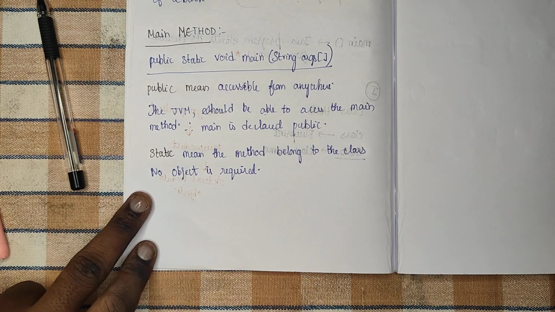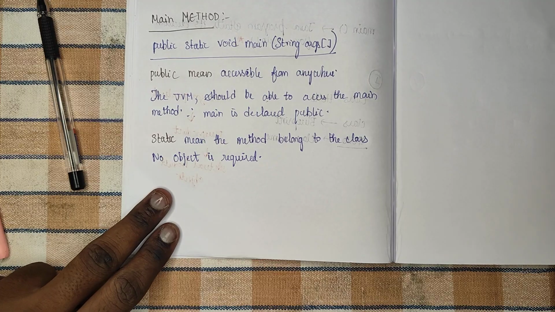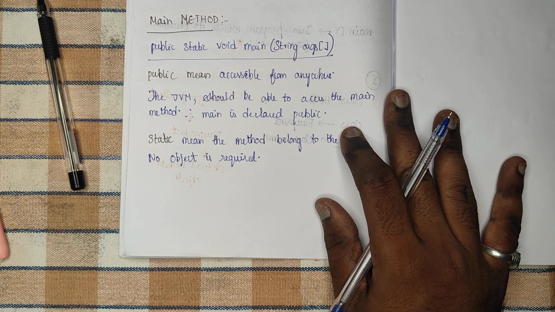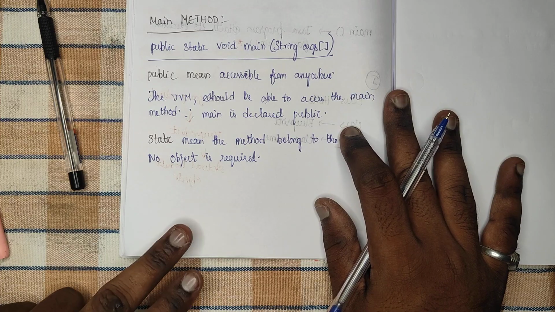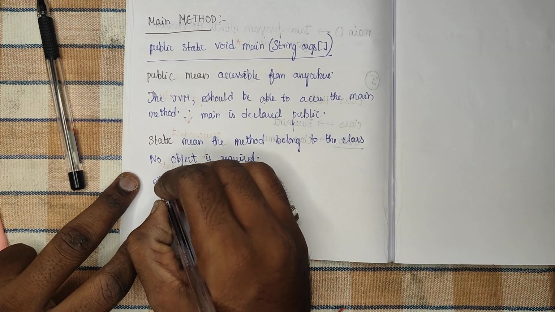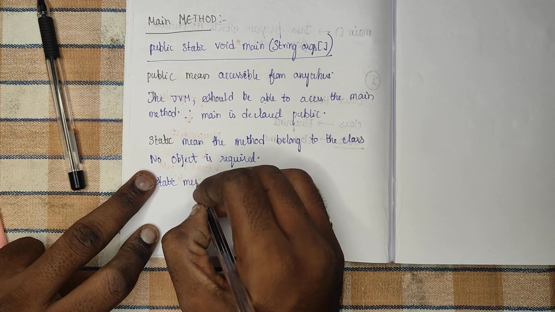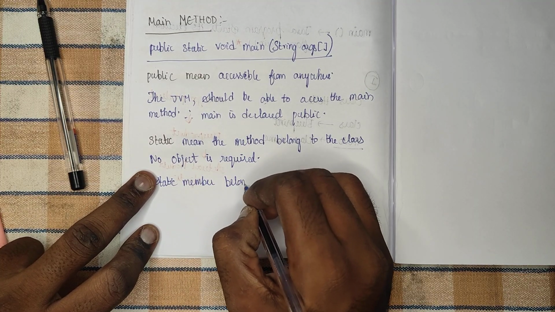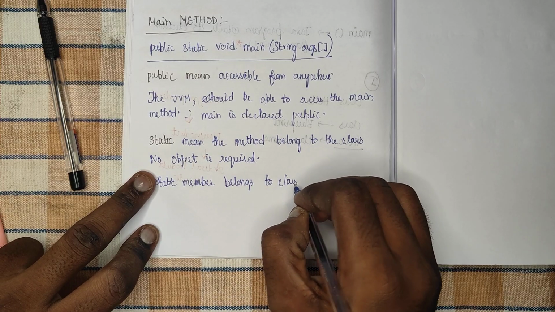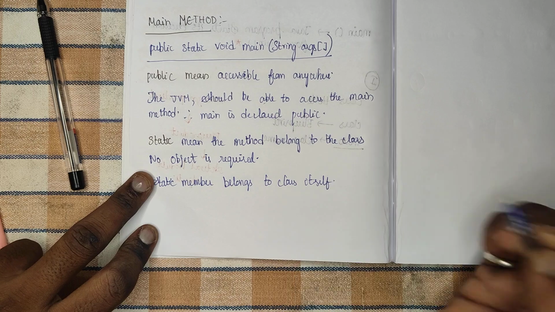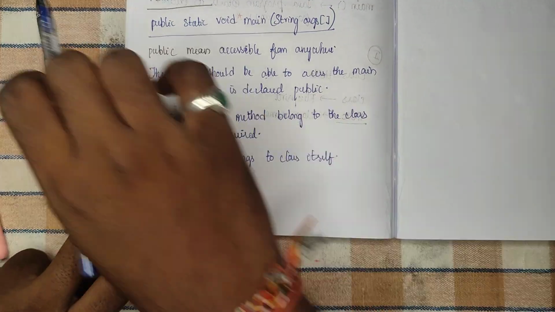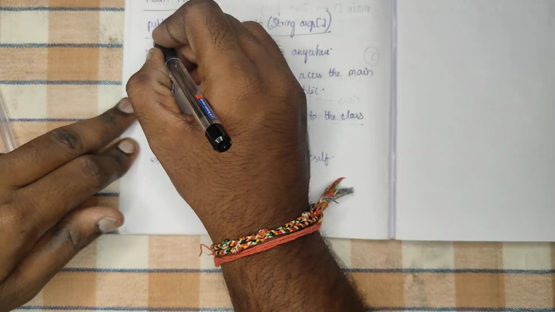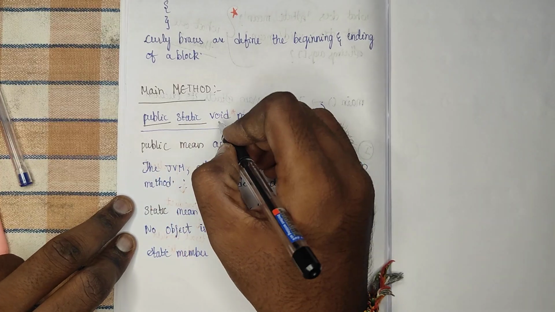For example, take your college principal as an example. There is only one principal; you don't create a new principal for every student. Similarly, a static member belongs to the class itself. We'll study static in detail later. Now void. We got public completed and static completed. Now we are going to concentrate on void.